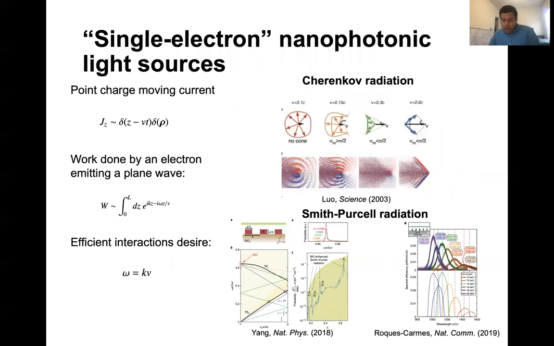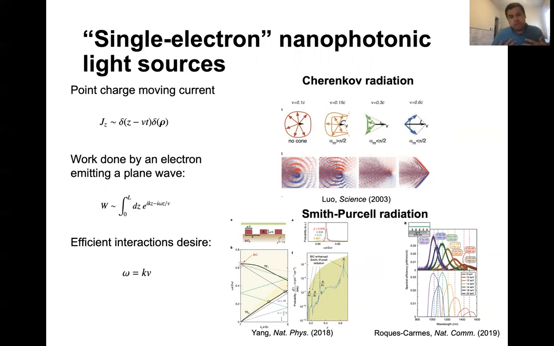For example, one regime is where the particle trajectories don't change. You just assume that they move at constant velocity, and that's the spontaneous emission regime. And this has been explored a lot in the context of nanophotonic light sources based on free electrons that can be tunable and also implemented in silicon.